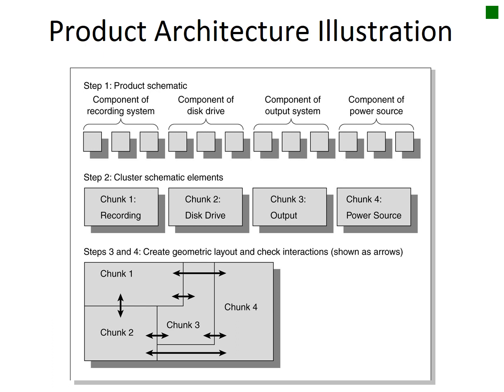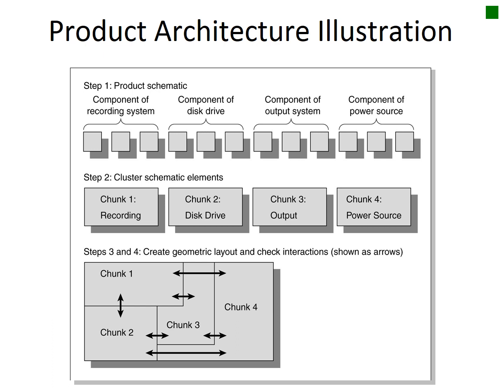So we have the different pieces that will go into, in this example here, some type of musical device, or it's actually a computer with a disk drive and a power source and so forth. So the component of the recording system is a series of parts that need to be put together. And then a component of the disk drive, a series of parts, and then the output system, so how things will get displayed and so forth, and then a power source. And then what we're going to do is put these individual pieces together as a module.